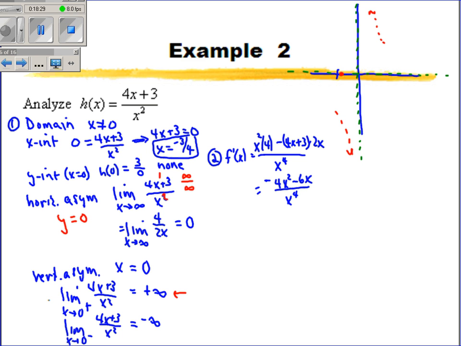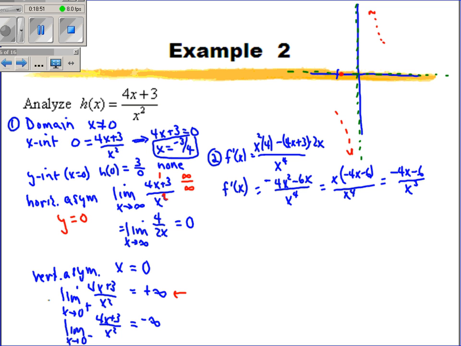Now notice there's a lot of x's floating around. Let's get rid of some of those. Take an x out of everything on the top. And I'm going to have minus 4x minus 6 on the top over x to the 4th. And that's just going to be minus 4x minus 6 over x cubed.